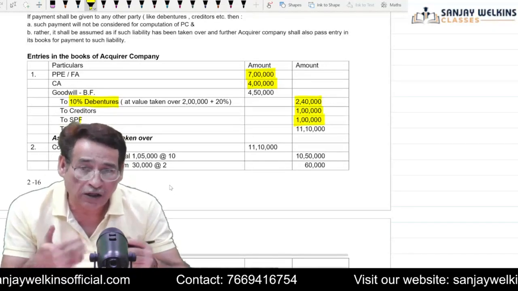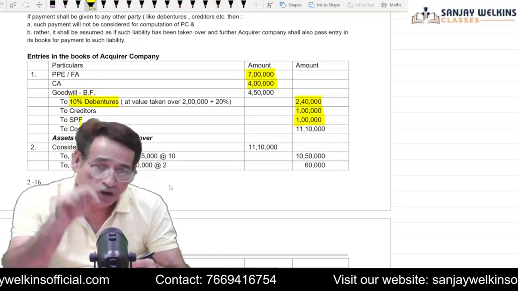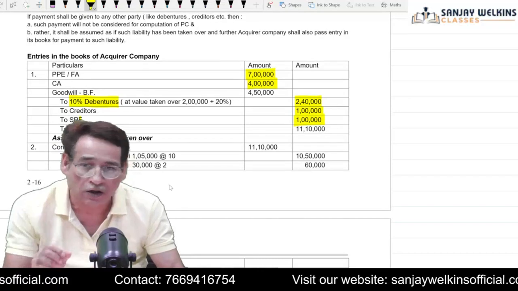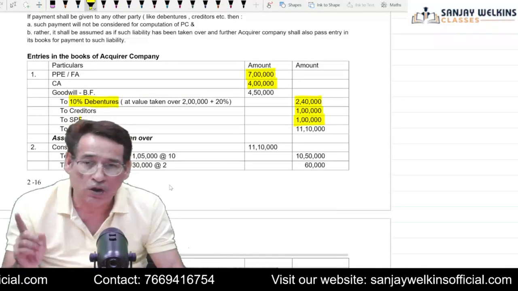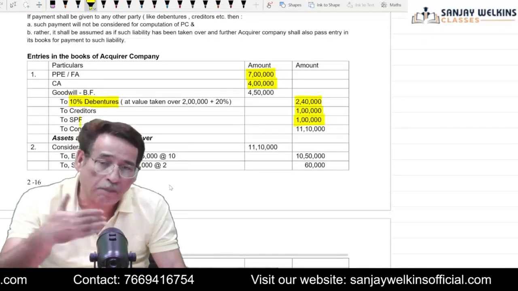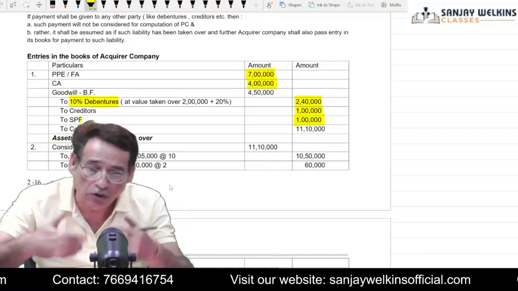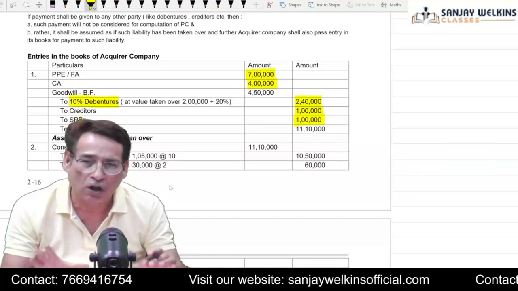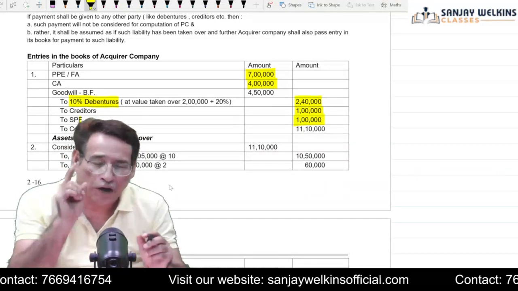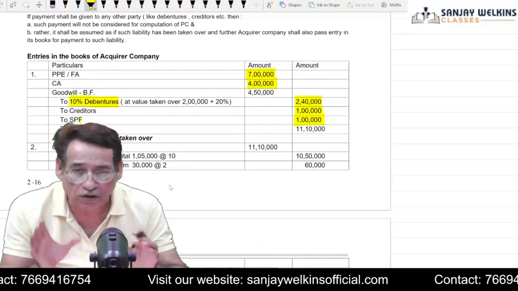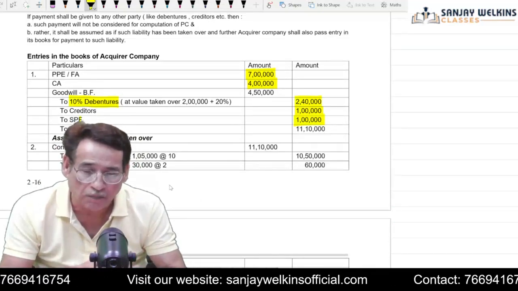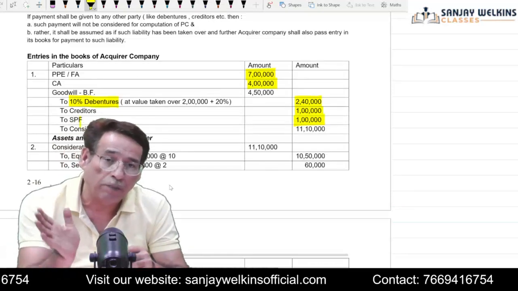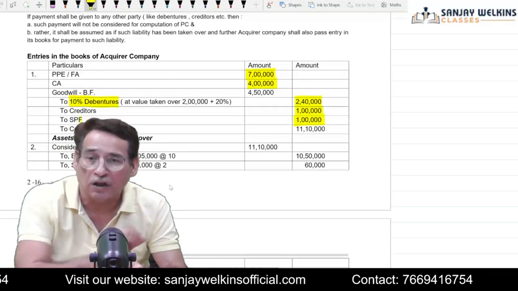You might say, sir, but debentures haven't been taken over. I just told you, even though this particular question has stated that debentures haven't been taken over, because debenture holders are being made payment, now you will presume that even debentures have been taken over. That is the only point which you need to take care of. If any liability other than shareholders will receive some payment from the purchasing company, you will not make it a part of purchase consideration number one. And now it will be presumed that even such liabilities have been taken over.